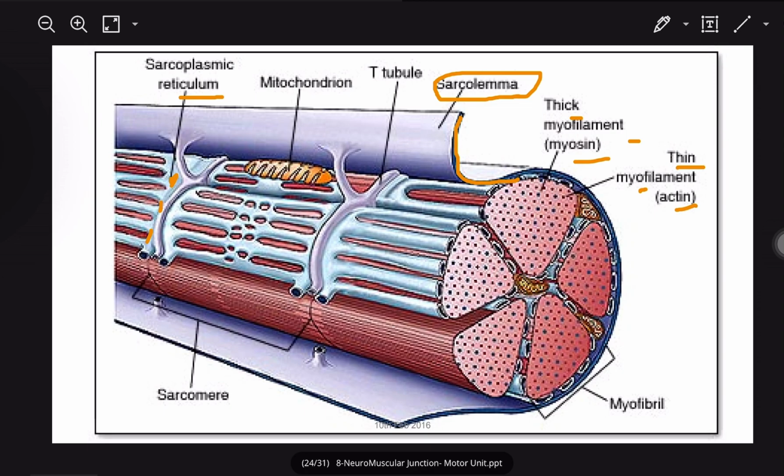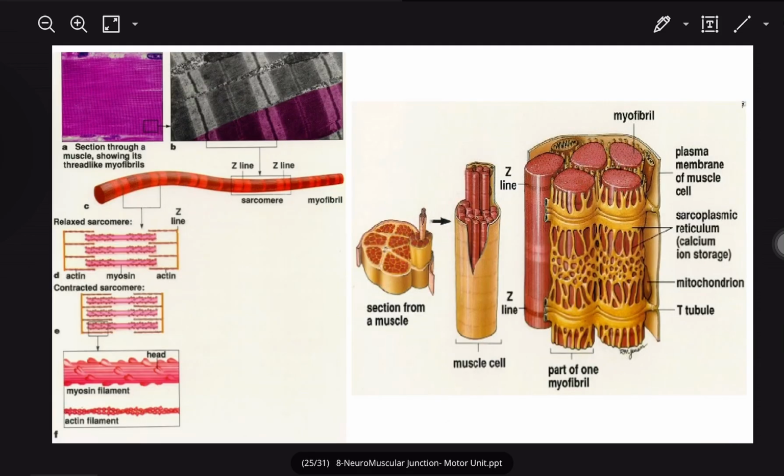Myosin and actin, they will contract. That's what you need to know: both of them will contract because of that calcium influx. So you don't need to look at this, but this is just an overview section of it.